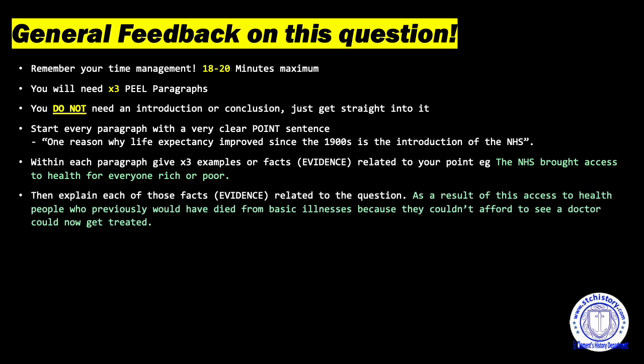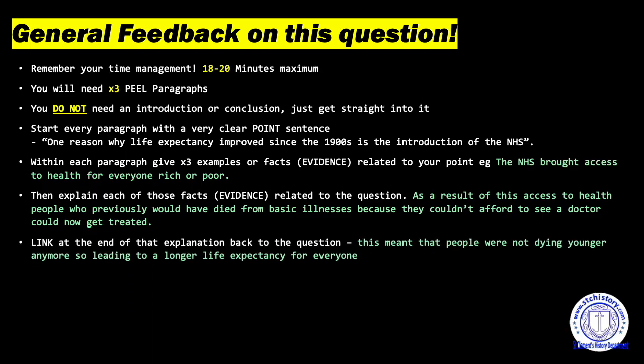So to explain why my example has led to people living longer, there's one of our common connectives, remember, as a result, or this led to, or any of those things that help you explain. As a result of this access to health, so I'm reminding the examiner that my example was access to health, people who previously would have died from basic illnesses because they couldn't afford to see a doctor could now get treated. And then I'm going to link to the question and say this meant that people were not dying younger anymore, so leading to a longer life expectancy.